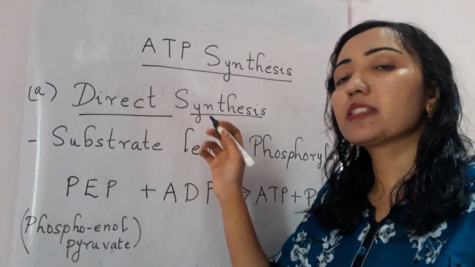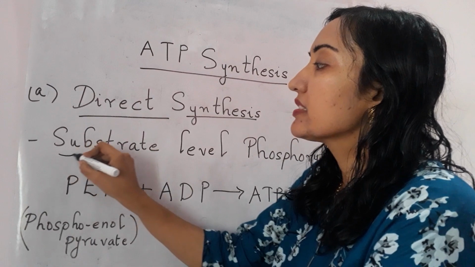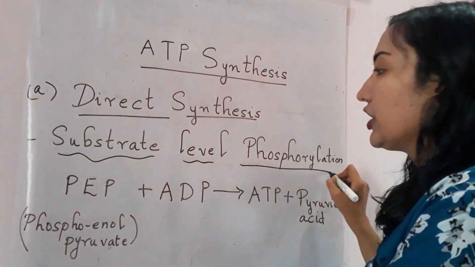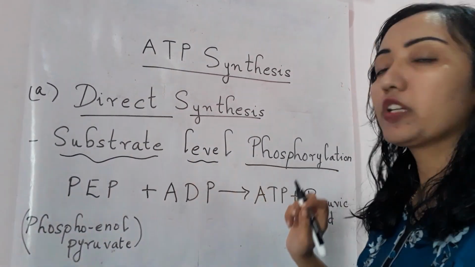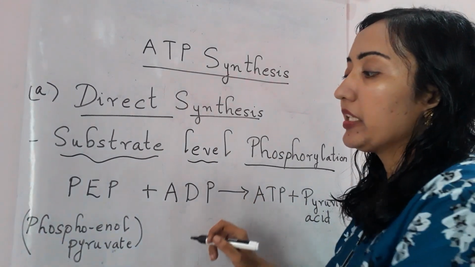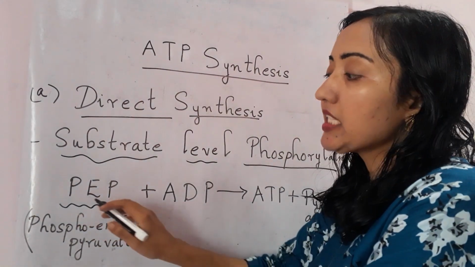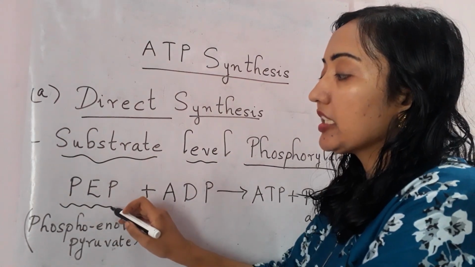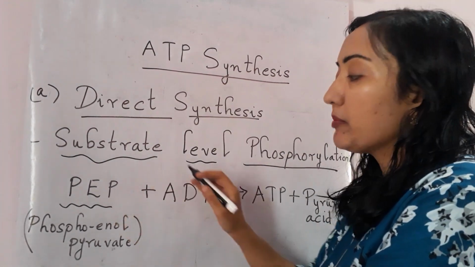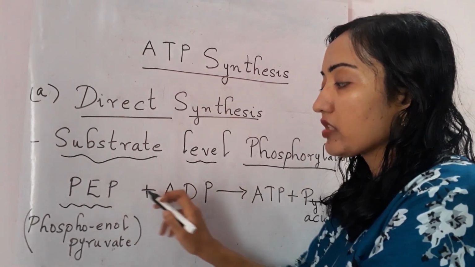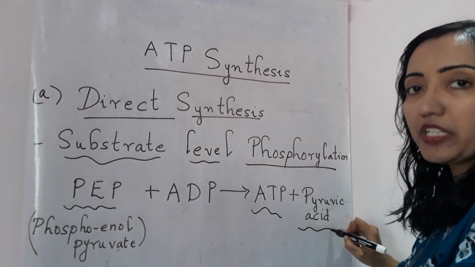From the name itself we can understand, this means the synthesis of ATP directly. It is otherwise known as substrate level phosphorylation. In direct synthesis of ATP, there is a high energy compound, for example phosphoenol pyruvate. This high energy compound gives its phosphate to ADP. Phosphoenol pyruvate binds with ADP and gives its phosphate to ADP, and hence synthesizes ATP and pyruvic acid.